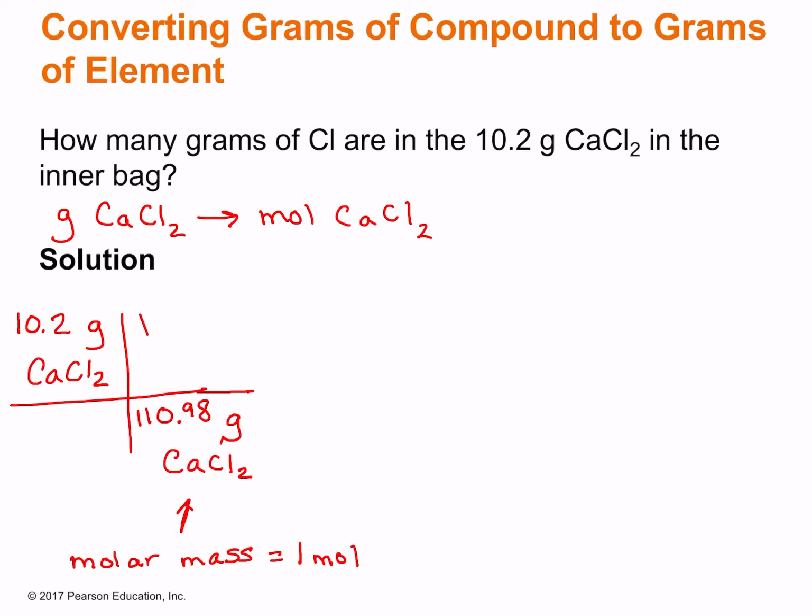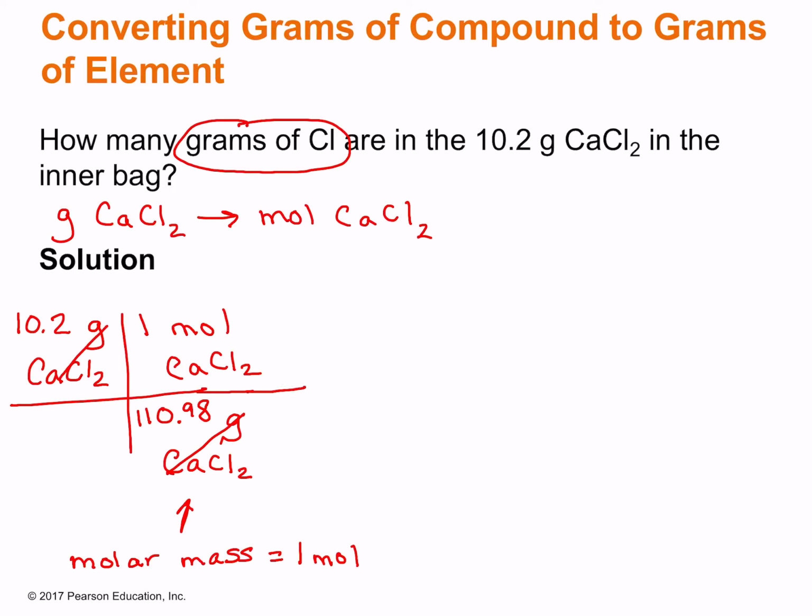So that will go on the top here. Okay, and then we double check grams of calcium chloride cancels grams of calcium chloride. And now we have converted into moles of calcium chloride. So now we need to get from moles of calcium chloride into moles of just calcium, because at the end we're going to need to figure out grams of, not of calcium, of chlorine. We need to get from moles of calcium chloride to moles of chlorine.